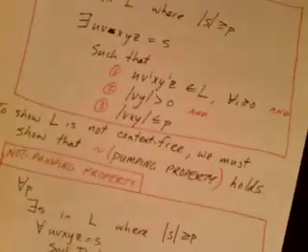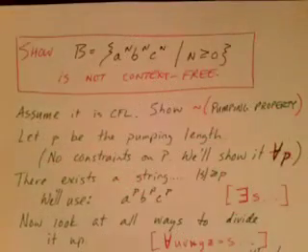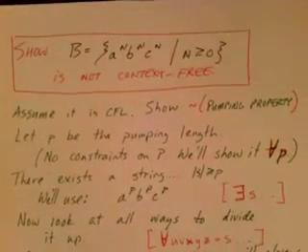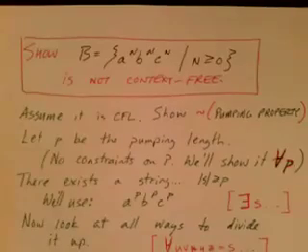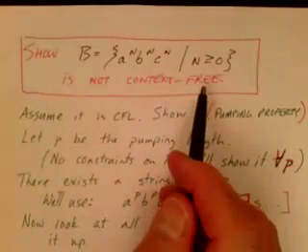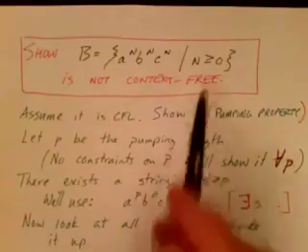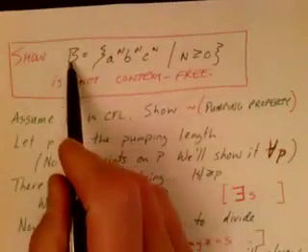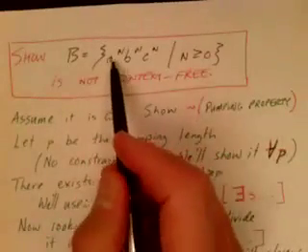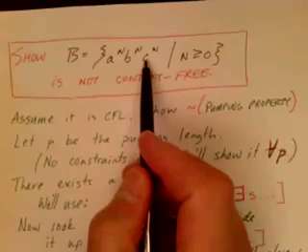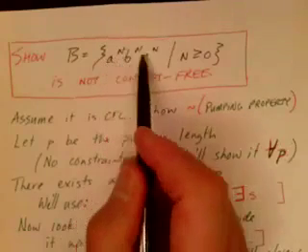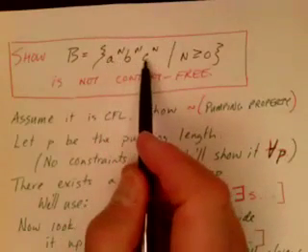So now let's look at some. Okay, let's apply the pumping lemma to show that this particular language is not context-free. So that's what the pumping lemma is good for, to prove that a language is not context-free. So here's our language. We'll call it B. It's a bunch of A's followed by a bunch of B's followed by a bunch of C's, where the number of A's, B's, and C's is all the same.